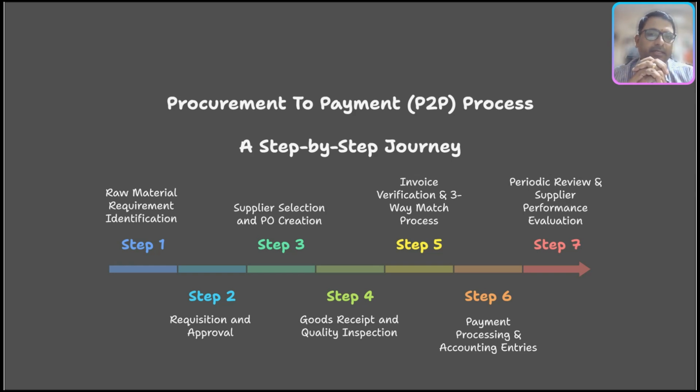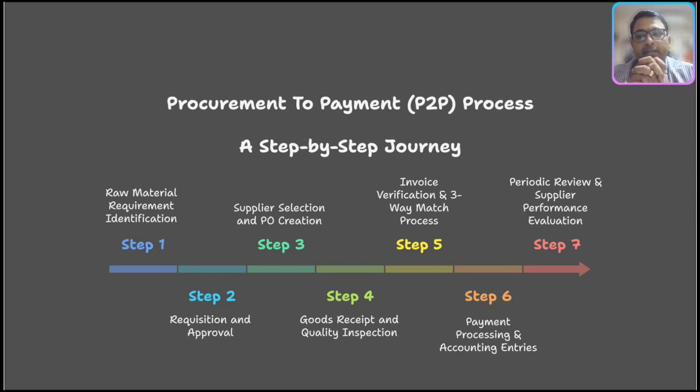Procurement to payment is a key process in any organization. That too for a manufacturing company, the efficiency of the procurement to payment process will determine its profitability. Let us understand some of the key steps that are involved in the procurement to pay process. It's also called the P2P process.